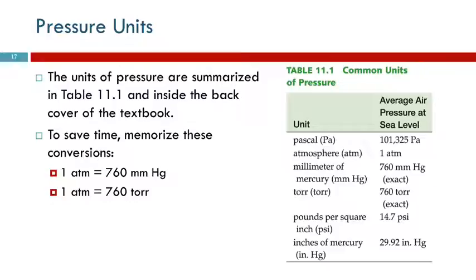I will give you any pressure conversion factors that you need on an exam, but I would suggest to save time that you memorize these. An atmosphere is equal to 760 millimeters of mercury, which is the same as 760 torr. That'll just save you a lot of time.